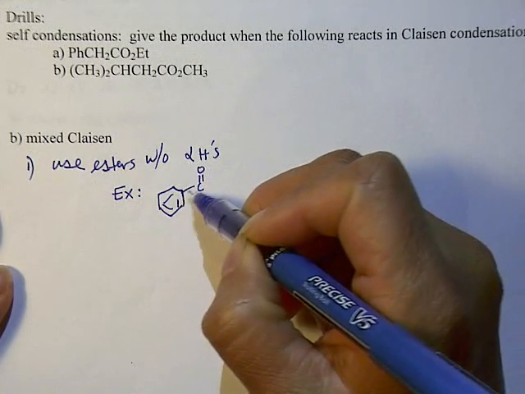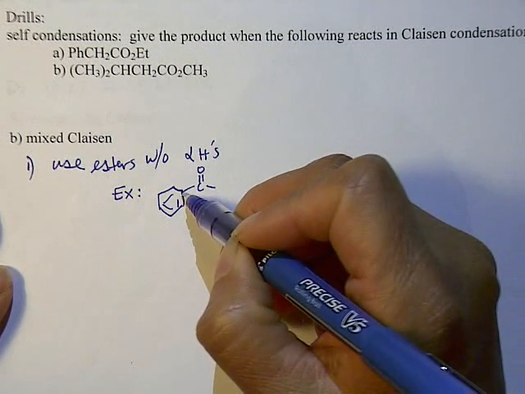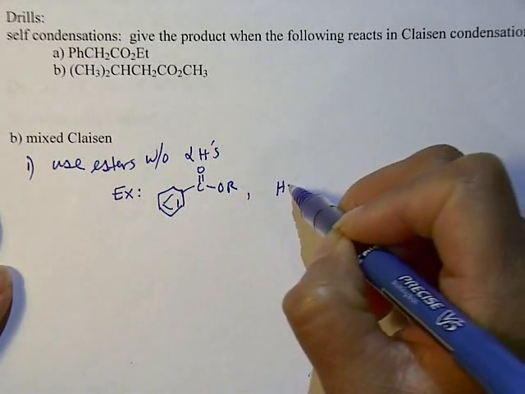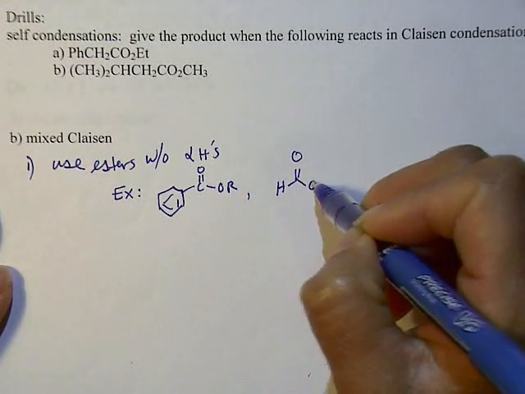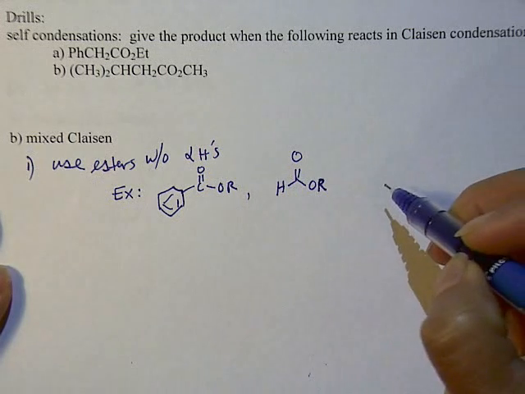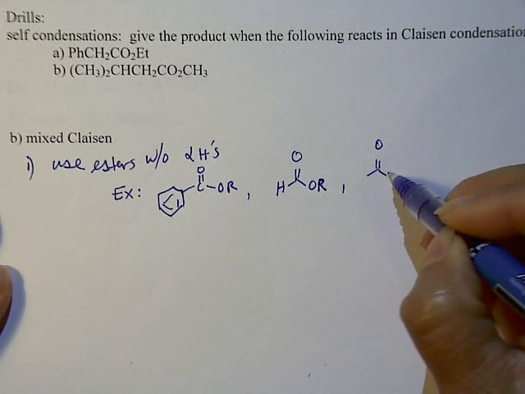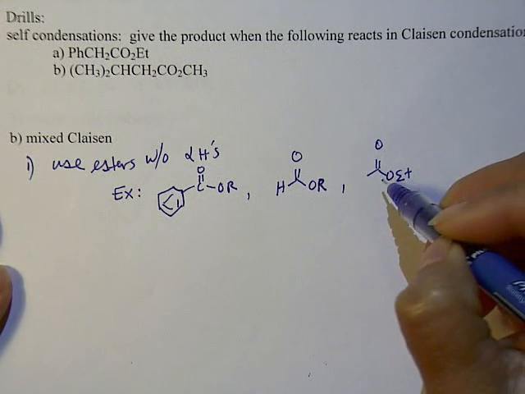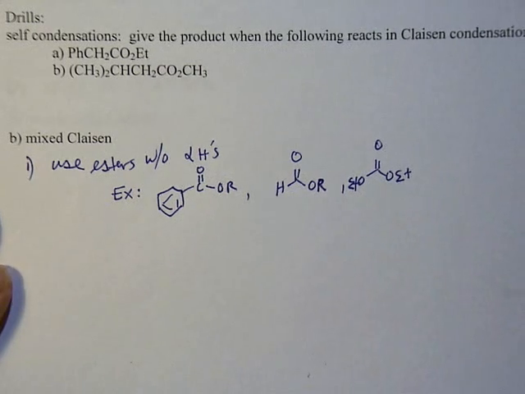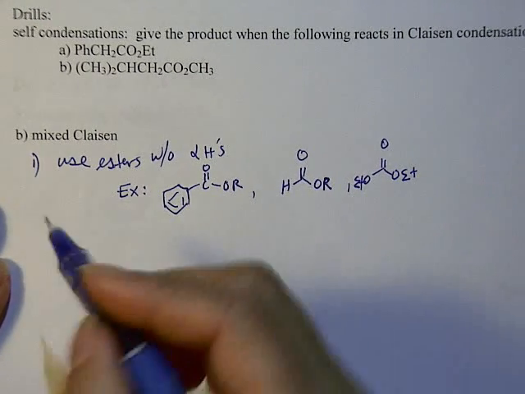esters in which it's attached to a phenyl group, because this carbon right here doesn't have hydrogen. You could have a formic derivative of ester. And another example is an ester that looks like this, where that won't have alpha hydrogen either.